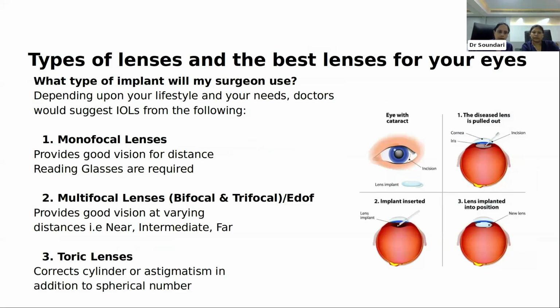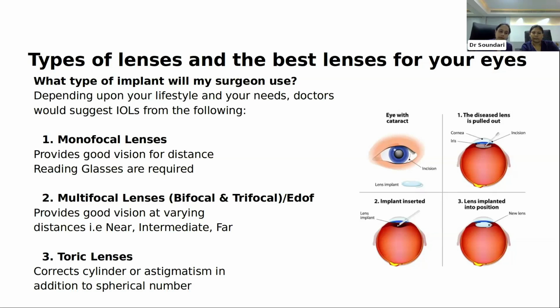One is monofocal lenses. Monofocal lenses will give you good vision for distance. Generally, if the patient specifically wants near vision, we can make it clear for near vision, and then we can give glasses for the other. So either distance or near vision will be clear, and they will require glasses for the other distance. The next one is multifocal lenses.